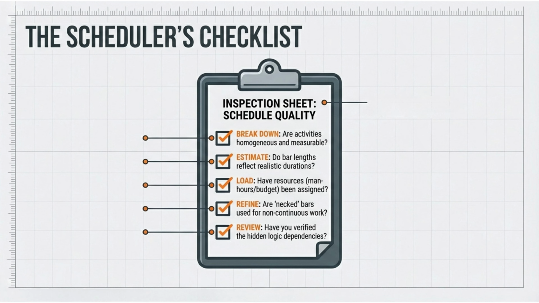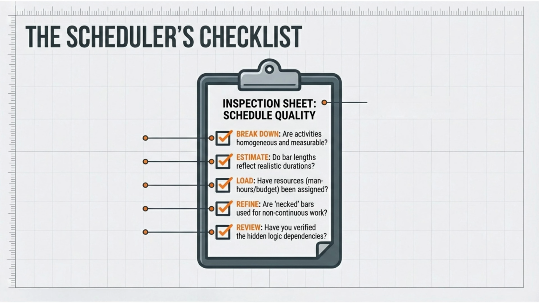The scheduler's checklist. 5 questions that determine whether your Gantt chart is actually worth the paper or the pixels it's drawn on. 1. Breakdown. Are your activities homogeneous and measurable? Can you put a number on each one? If not, break them down further. 2. Estimate. Do your bar lengths reflect realistic durations? Not optimistic durations, not wishful thinking. Realistic durations based on evidence, experience, and productivity rates.